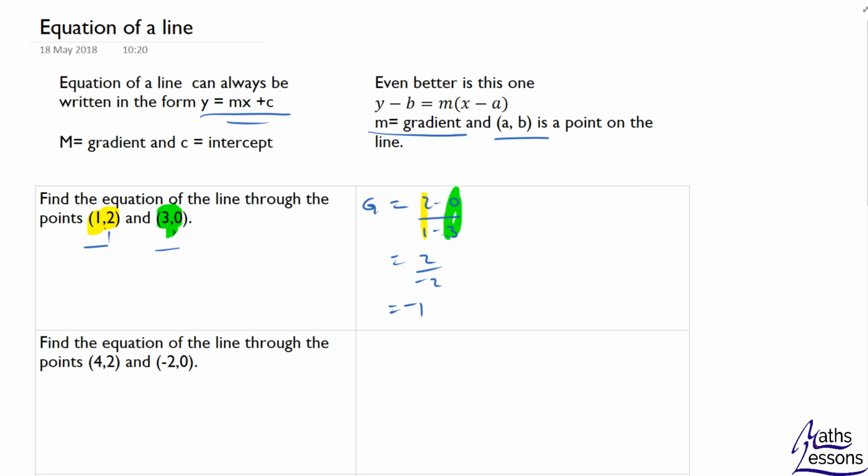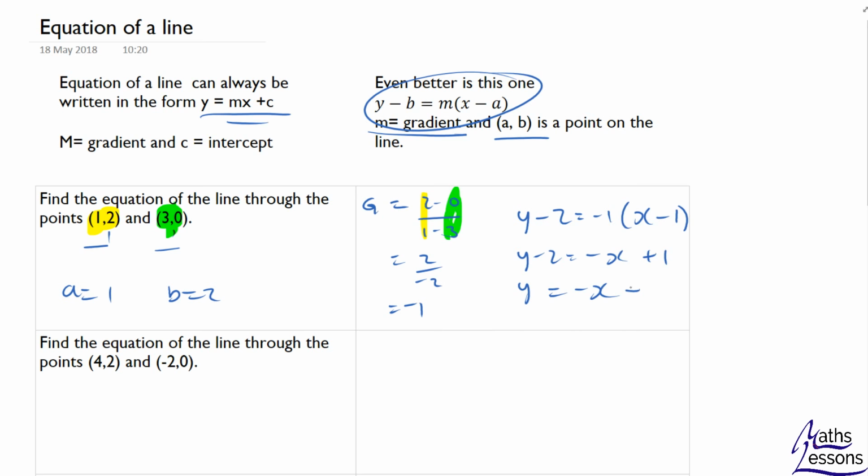Just for argument's sake, I'm going to choose 1, 2. So I'm going to make A equal to 1 and B equal to 2. A is the x value, and B is the y value. So put that into here. So we get y minus 2, because b is 2, equals the gradient minus 1 times x minus the a value, 1. So we get y minus 2, let's multiply out the brackets, minus x plus 1, and then add the 2 to both sides, y equals minus x plus 3.